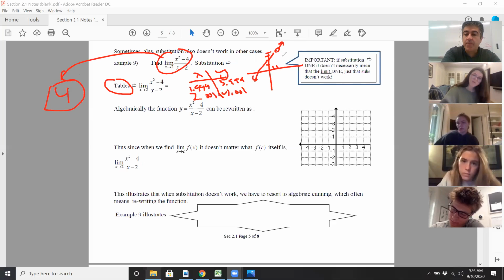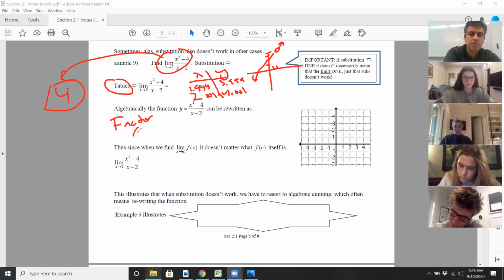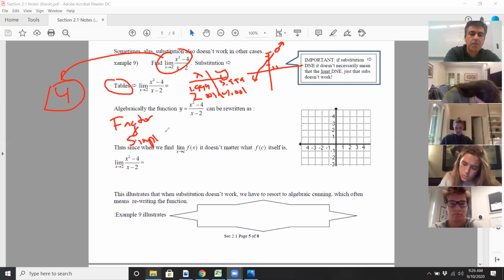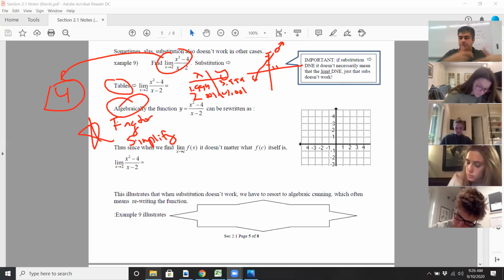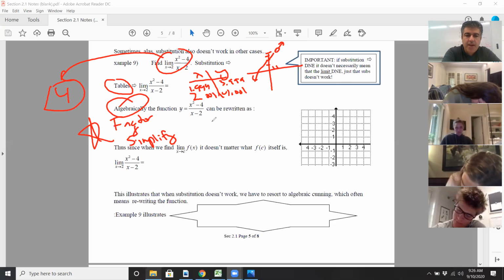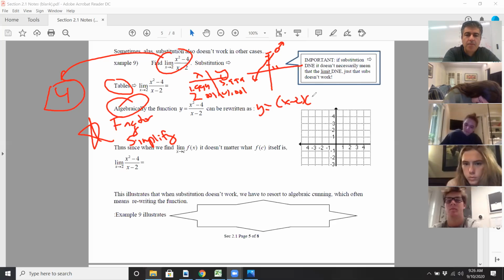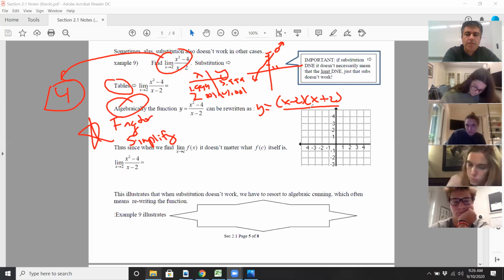But here's what I actually will want you to do. We spent all the time on the summer assignment with factoring and simplifying. You spent all this time in middle school doing this stuff. Now you're going to use it. If I factor it, I could rewrite it like this. Again, the graph looks like that. There's a hole there because these go away.